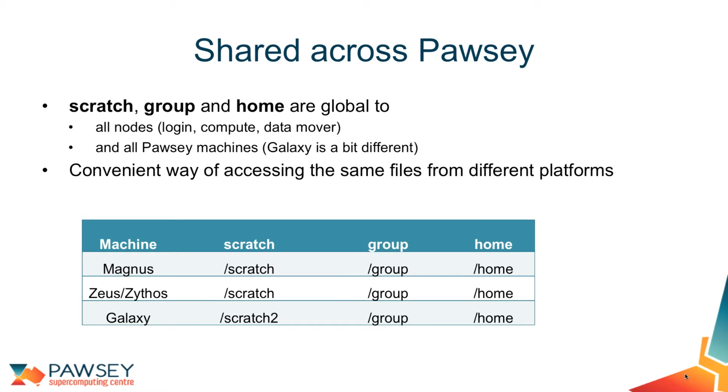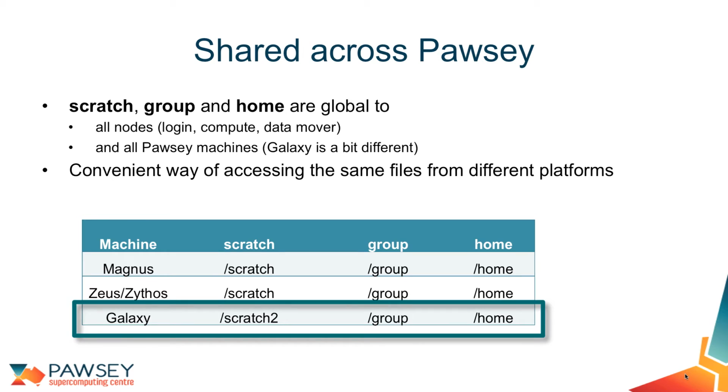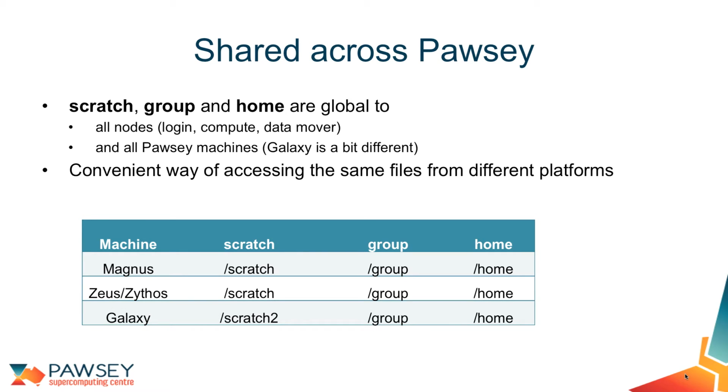These file systems are configured in a way so that they are globally accessible by all the nodes and by all the machines. Galaxy is an exception because it's a supercomputer dedicated to radio astronomy research. This table here summarizes which file systems are mounted to which supercomputer. Magnus, Zeus, and Zythos share the same Scratch, Group, and Home. Galaxy has the same Group and Home, but it uses a different Scratch2.